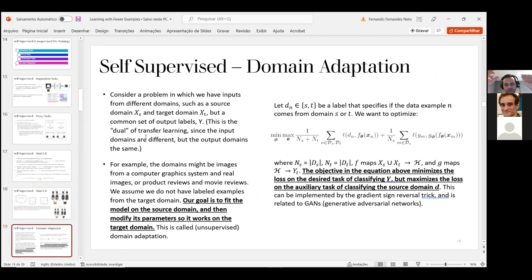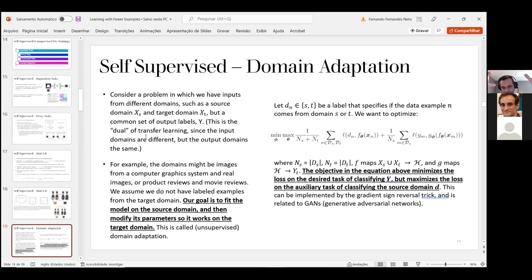The other subtopic presented in terms of self-supervised learning was domain adaptation. As the author states, we should consider a problem in which we have inputs from different domains, such as a source domain, XS, and a target domain, XT, but a common set of output labels, Y. This is what he calls the dual of transfer learning, since the input domains are different, but the output domains are the same.